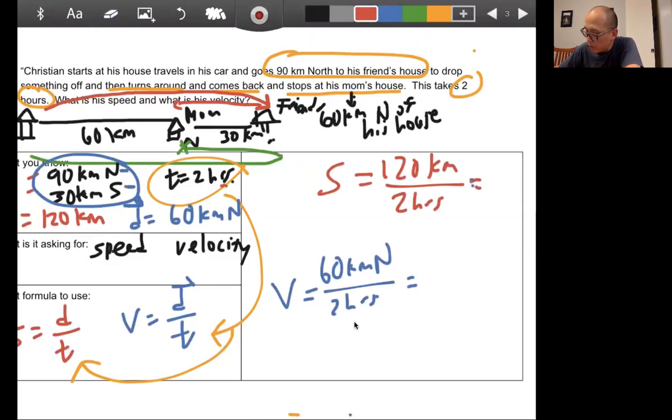Well, 120 kilometers divided by 2 hours, pull out your calculator, 120 divided by 2, you're going to end up with 60. Oh, running out of room here. And we still have our units left over. 60 kilometers per hour.